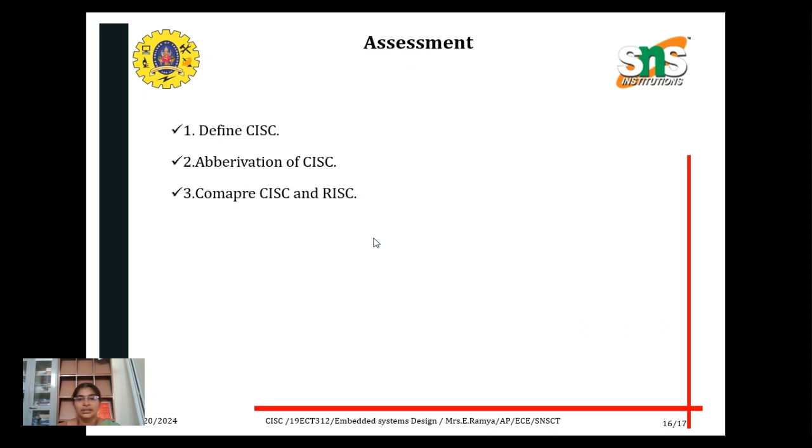So now it's time for assessment. What is meant by CISC? Complex instruction set computing. It has many instructions and it does not operate with one clock cycle. What is the main difference between CISC and RISC? RISC works on hardware, CISC works on software. RISC has only one clock cycle, CISC has many clock cycles.